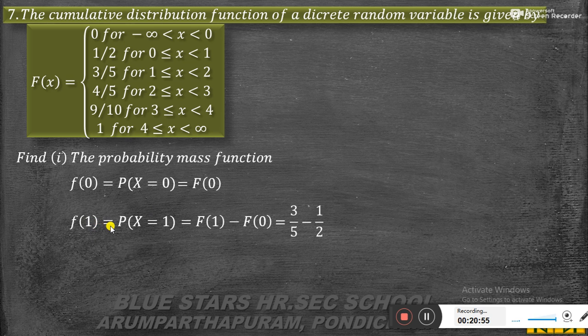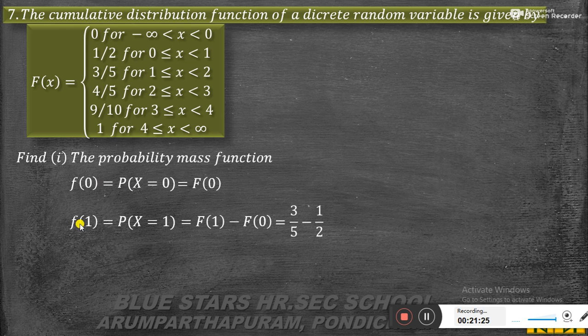So f of 0 means the probability of x equal to 0. So x equal to 0 means f of 0 minus f of 0 minus, the left limit, the previous value. So we take f of 0 value, 1 by 2, minus 0. 1 by 2 minus 0 is 1 by 2. Therefore f of 0 equals 1 by 2.